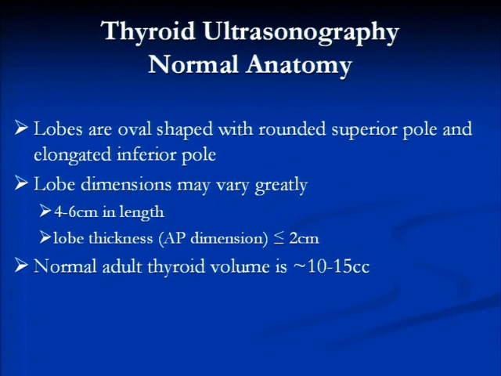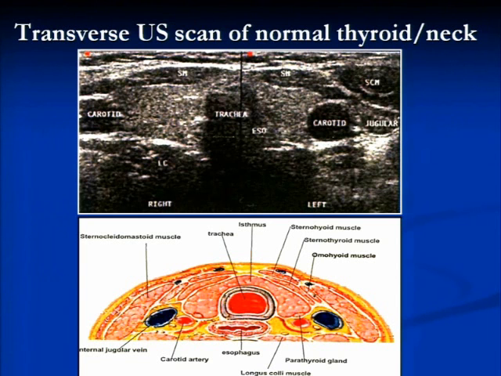In terms of anatomy, the lobes are oval-shaped with a rounded superior pole and elongated inferior pole. The lobe dimensions are as you see there. It's variable, but on the order of 4 to 6 centimeters in length and approximately 2 centimeters in thickness. And you'll hear thyroidologists or your supervisors and mentors in your clinics refer to 10 to 15, 10 to 20 cc's as the volume of a normal thyroid gland.